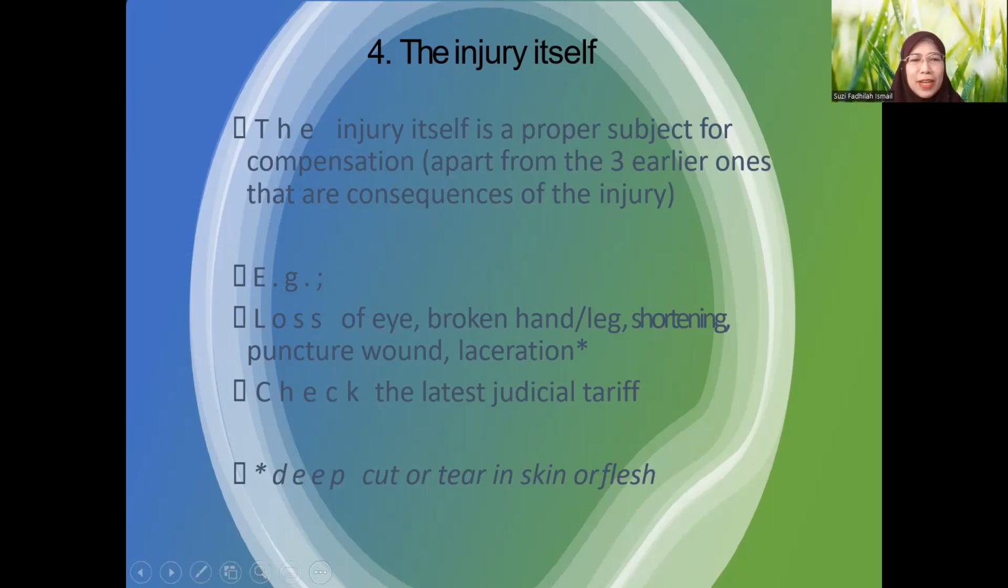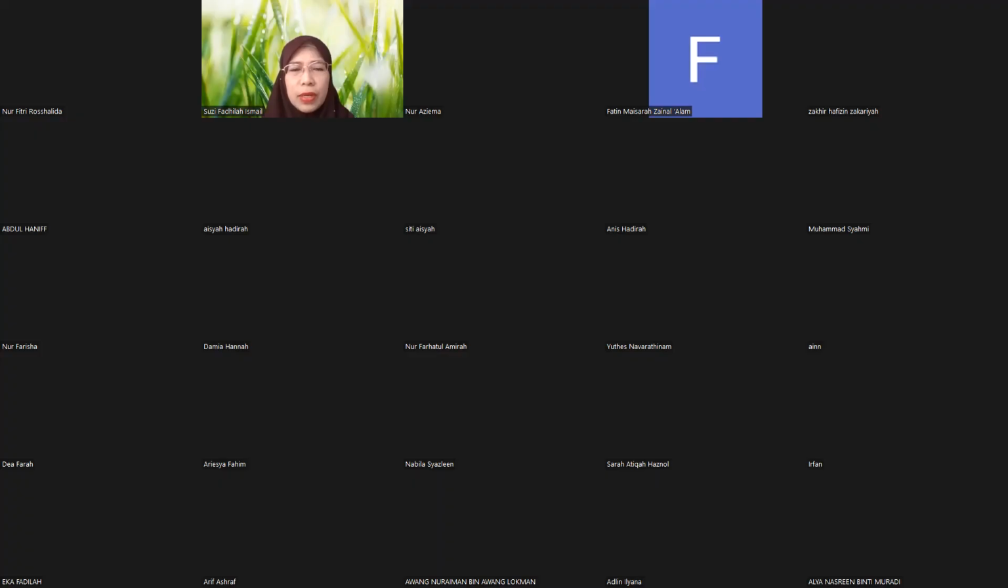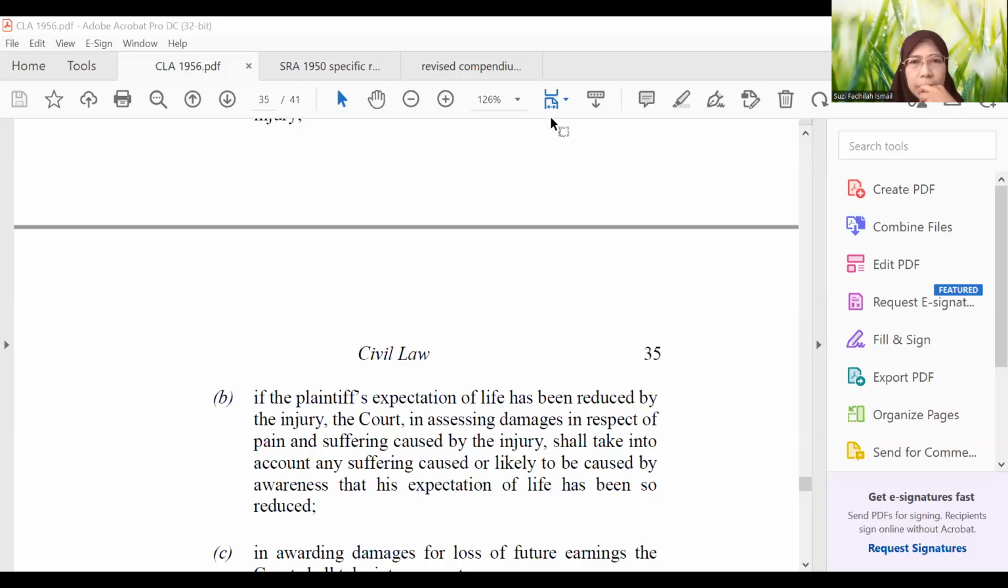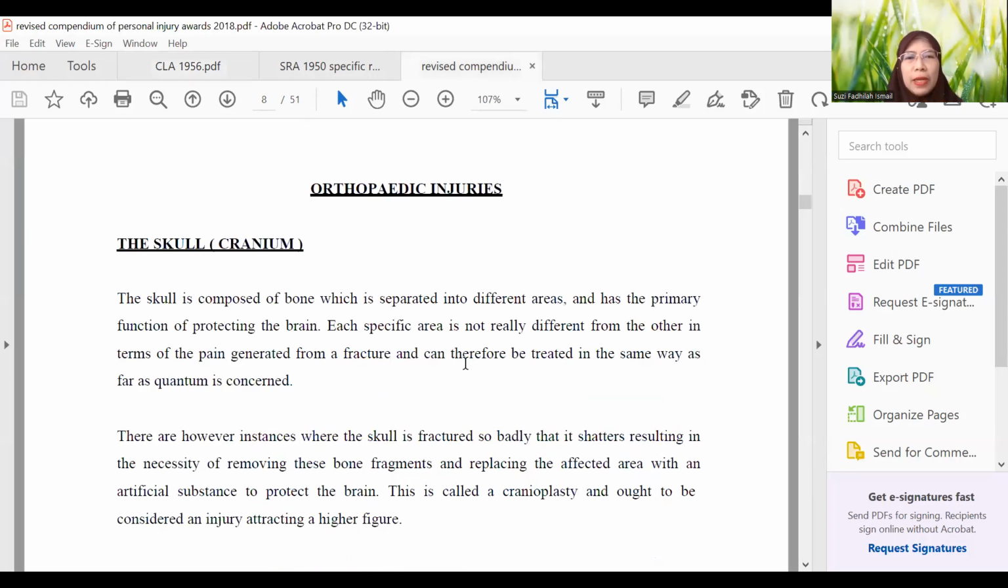I have to stop share and reshare, because I don't know how to move from one screen to another. I did try last time, but you cannot see my screen if I don't do it correctly. Where is the compendium? It is supposed to be, hold on. Here. You can see the compendium. Can you see the compendium now? Yes, doctor. Okay, all right.